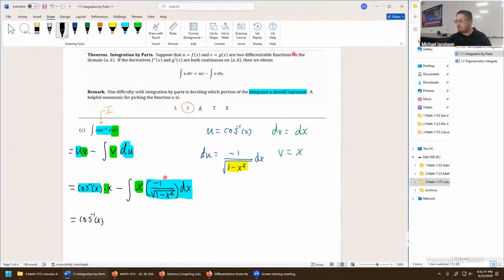I'm just copying the start times x. That negative can come outside, convert this to plus. We're now integrating x over the square root of 1 minus x squared dx. So that's our integral cleaned up a little bit more.